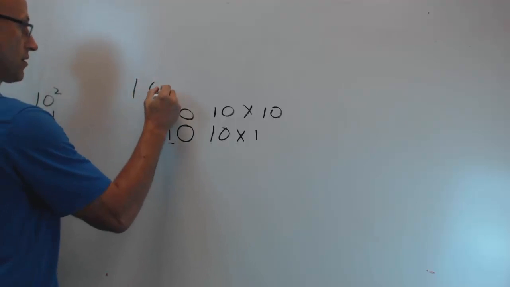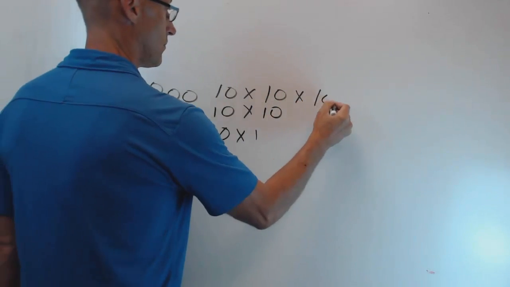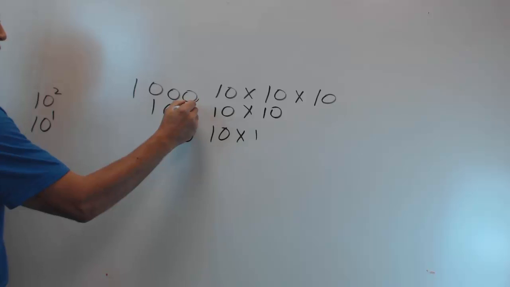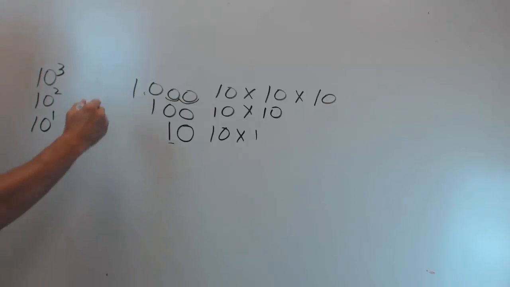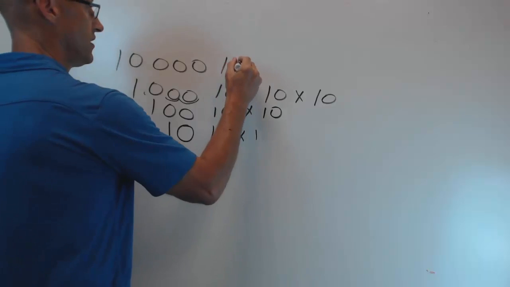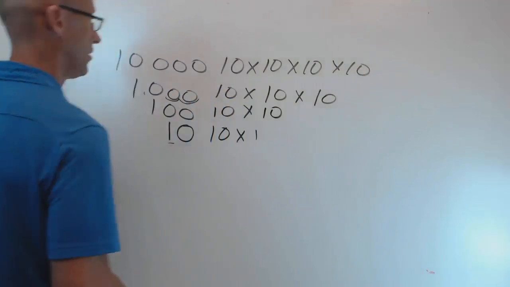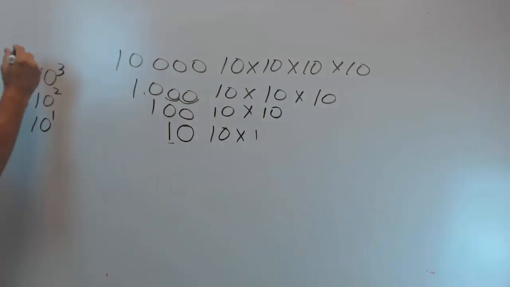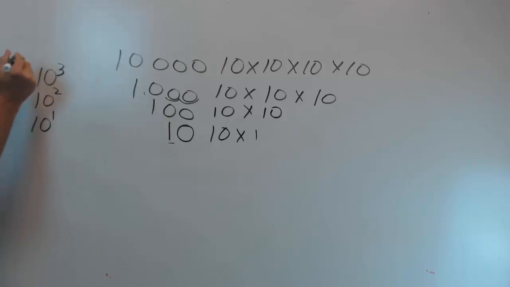If you keep growing, now you're up to 1,000. That's 10 times 10 times 10. So think about what we've done here. We moved our decimal over 1, 2, 3 times. You basically could say it's 10 cubed, right? So now we go up to 10,000. That's 10 times 10 times 10 times 10. Right? 1, 2, 3, 4. Move the decimal over 1, 2, 3, 4. It would be 1 times 10 to the 4th power.